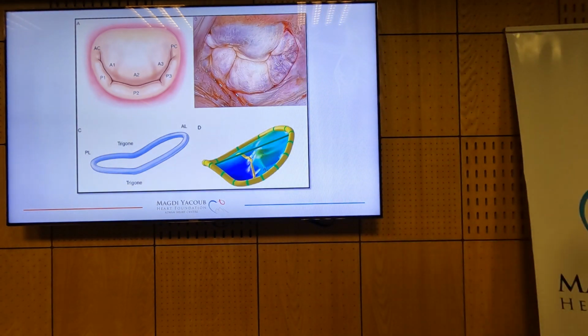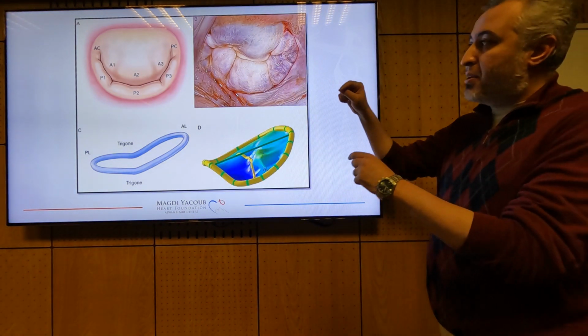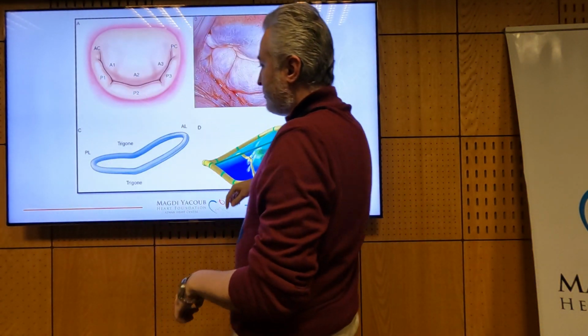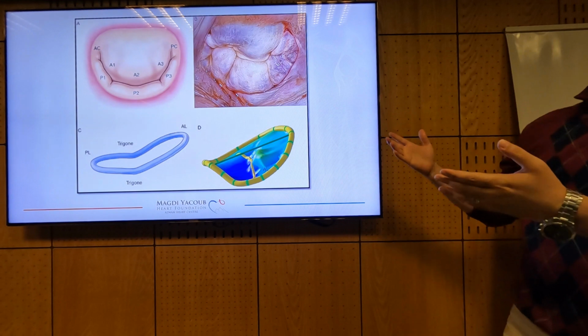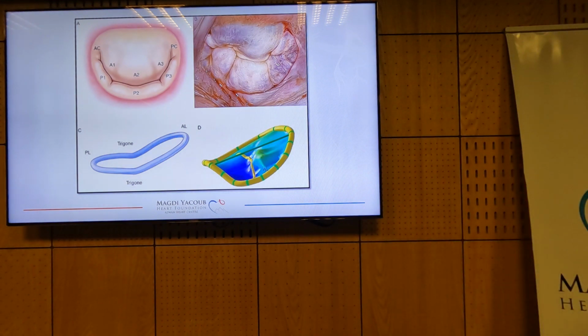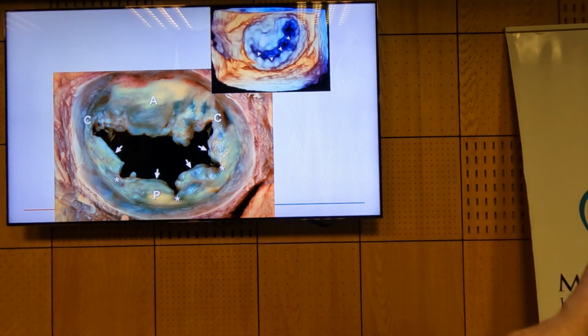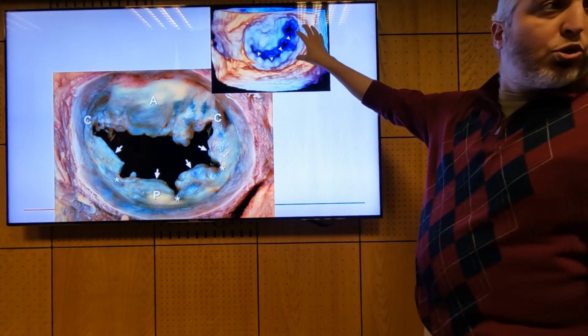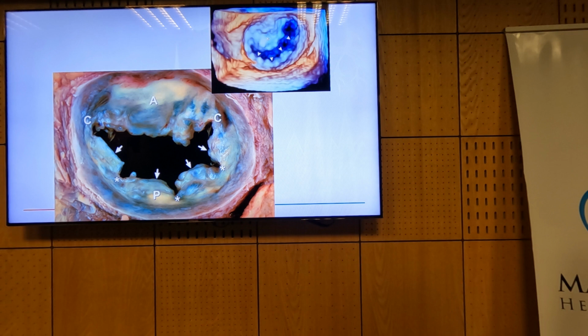The mitral valve has a saddle shape, so normally the anterior and posterior parts of the annulus are higher than the sides. So this is a specimen showing the mitral valve and a 3D echo view showing the same picture with different scallops.